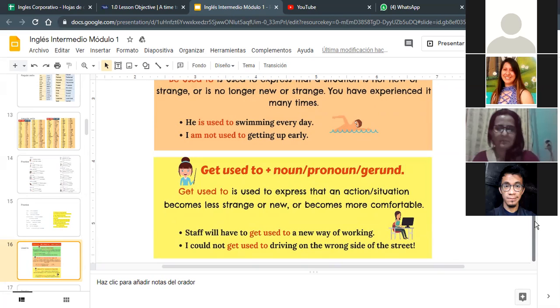So in this case, get used to is used to express that an action or situation is becoming less strange or new, or becomes more comfortable. So this is similar to be used to. The only difference is that when we use get, it is because you are in the process. You are getting used to. Se está acostumbrando. Be used to is está acostumbrado. So you have the experience already and you are fine, or you are not fine. Get used to is like the process of getting there, right? So for example, staff will have to get used to a new way of working.